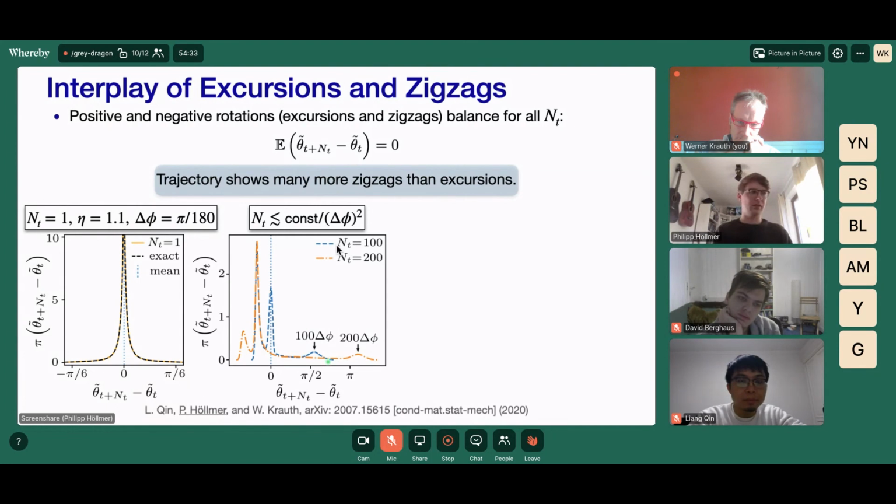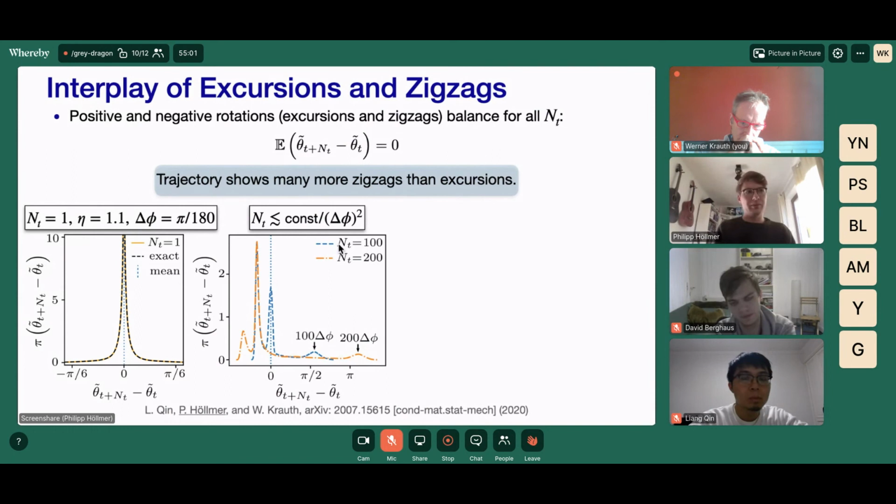This you can see here on these two bumps. So this blue curve shows 100 time steps, and we get exactly a bump at 100 delta phi. And similar for 200 time steps, we get exactly a bump at 200 delta phi. And here we can see two other bumps to the left of the mean. I mean, this distribution is highly asymmetric. However, the mean is always still 0. So we can always confirm this equation.